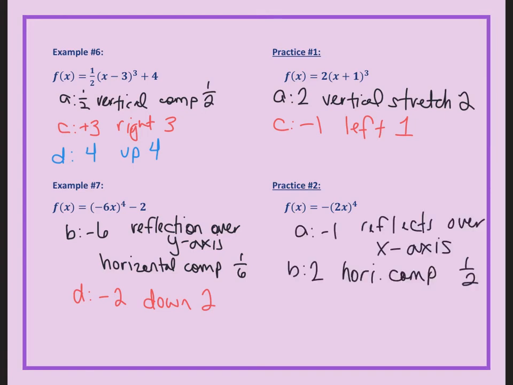Okay, check how you did. So yes, this negative is in front of the parentheses. This is not part of your B value. B always has to be inside the parentheses. So this A value is a -1. So this A value caused it to reflect over the x-axis. Your B is a 2. So if B is 2, then it's a horizontal compression of 1/2 because we have to take the reciprocal.